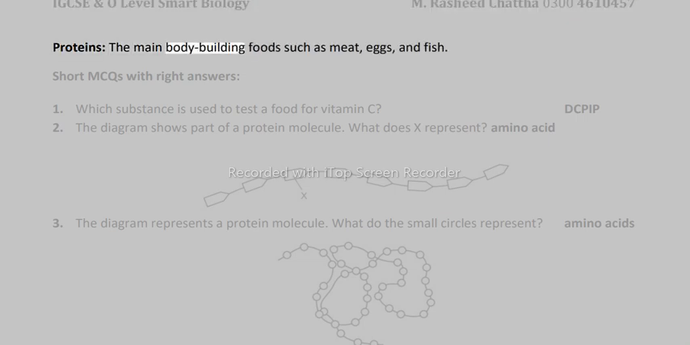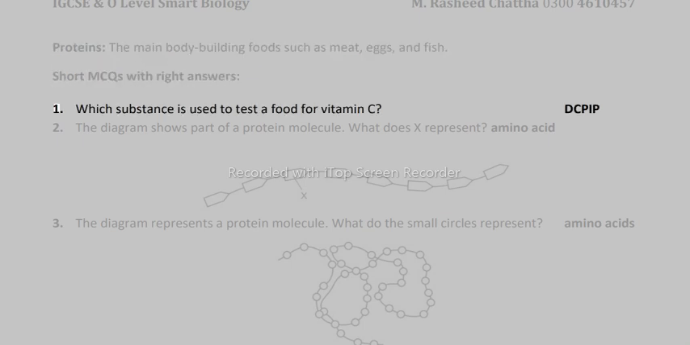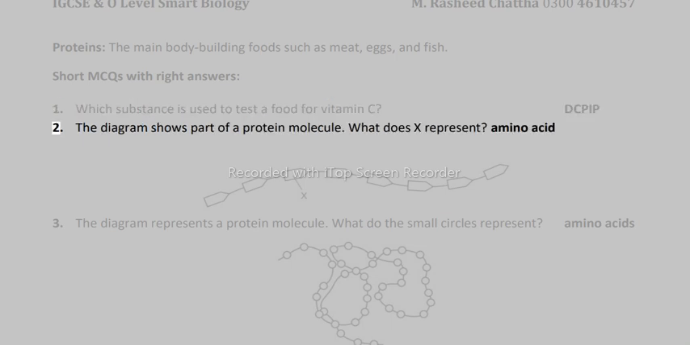Proteins, the main bodybuilding foods such as meat, eggs, and fish. Short MCQs with right answers. 1. Which substance is used to test a food for vitamin C? DCPIP. 2. The diagram shows part of a protein molecule. What does X represent? Amino acid.